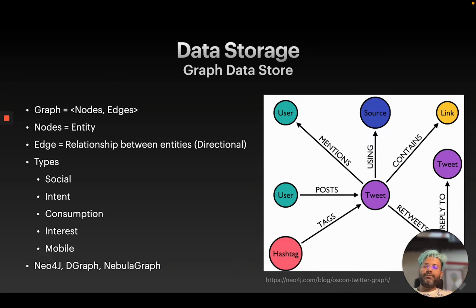And there are a few types of graph data structures that are very common: social, intent, consumption, interest, and mobile. All these types of graphs are very commonly used in many applications. For example, any social network that you see can essentially be represented and stored as a social graph. Similarly, there is an intent graph wherein, based on certain actions, we try to understand the actual intent of the user. And some of the very popular examples of graph data stores are Neo4j and Dgraph.